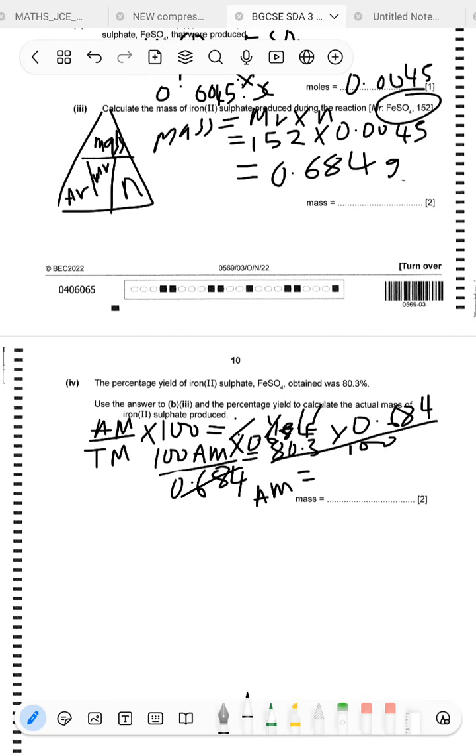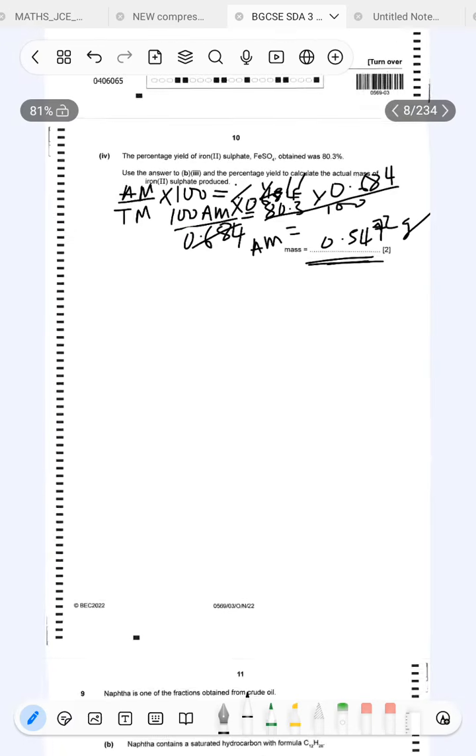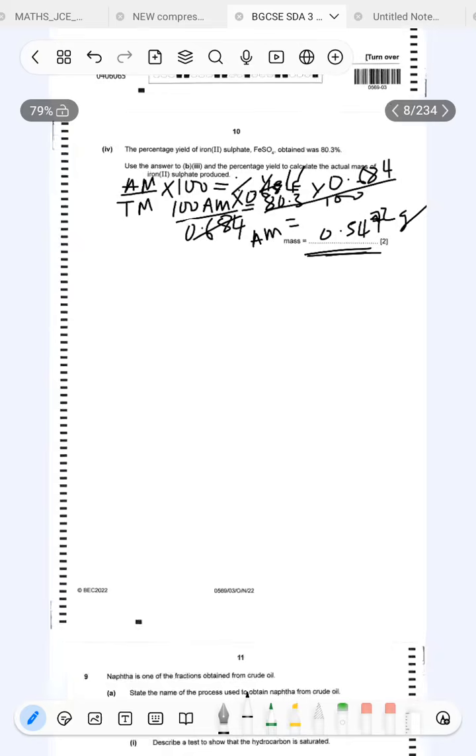Okay, so you punch that into the calculator. What do we get? We get 0.5472 grams. Okay, always follow the significant figures that are given at the instruction page there. Okay, so that's the actual mass.